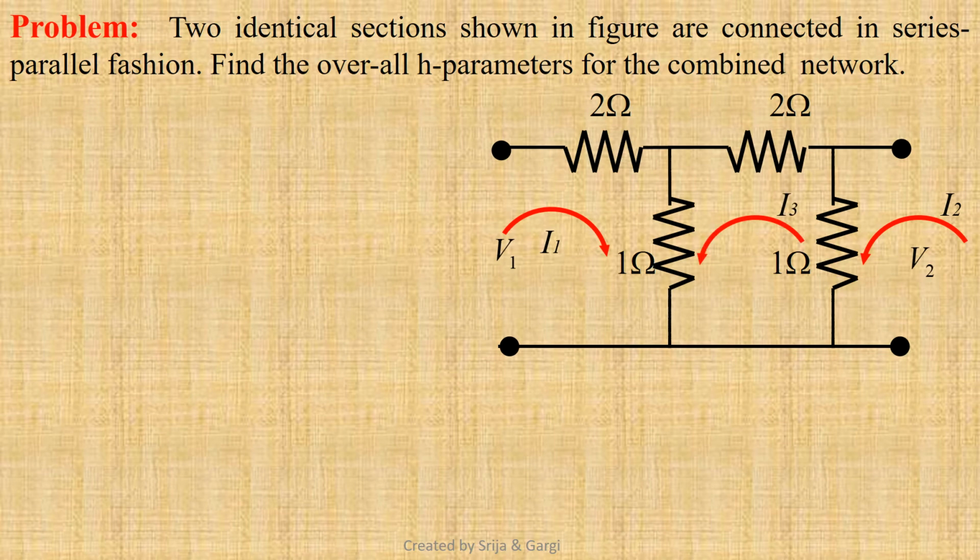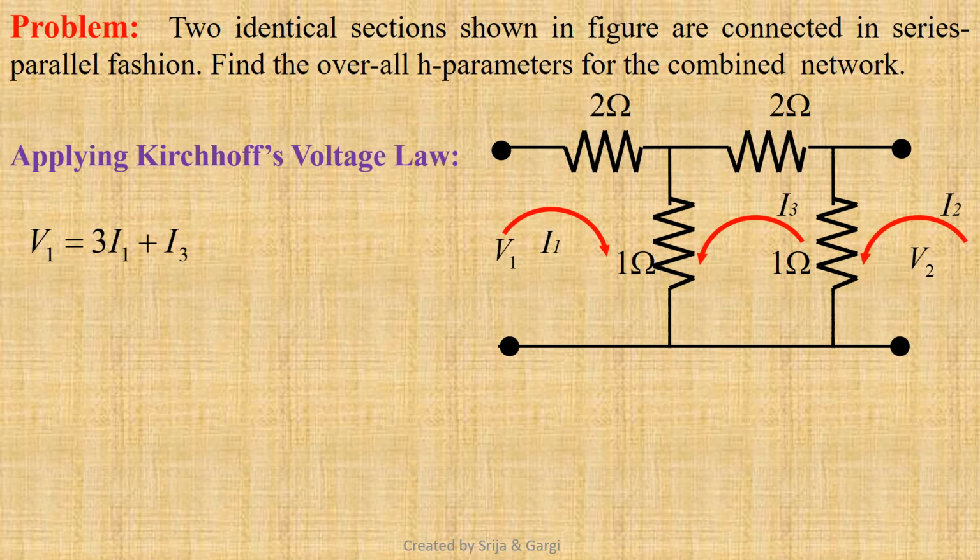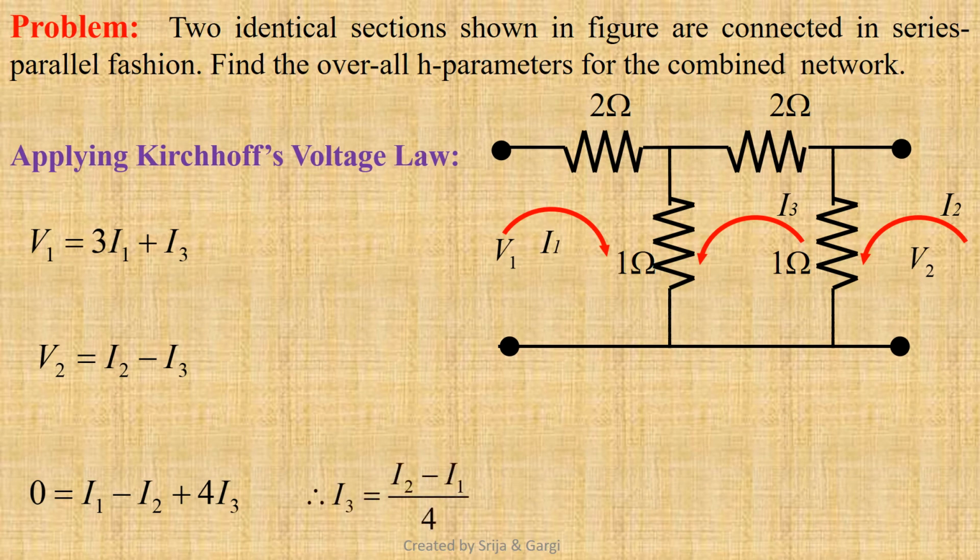Applying Kirchhoff's voltage law to loop 1, we get V1 equals 3I1 plus I3. The second equation we get V2 equals I2 minus I3. From the middle loop we get 0 equals I1 minus I2 plus 4I3. Hence, I3 equals (I2 minus I1) divided by 4. Using this expression in equation number 1, we get V1 equals 11 by 4 I1 plus 1 by 4 I2. Using the expression of I3 in equation number 2, we get V2 equals 1 by 4 I1 plus 3 by 4 I2.